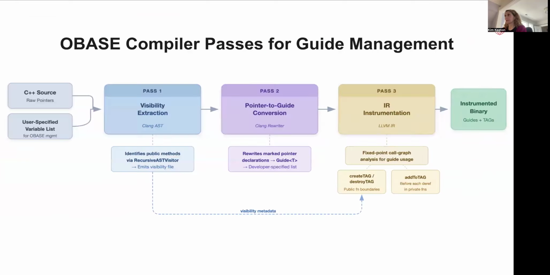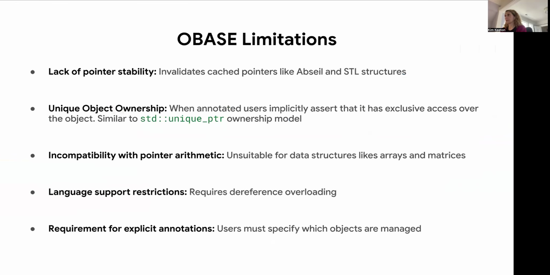Good question. These are high-level limitations of our approach right now, not of address space engineering as a concept, but of OBASE and our implementation. First, it demolishes pointer stability altogether. Every time a user makes a request, you can't have a cached entry. You need to do a get or a set. You need to go through the API.